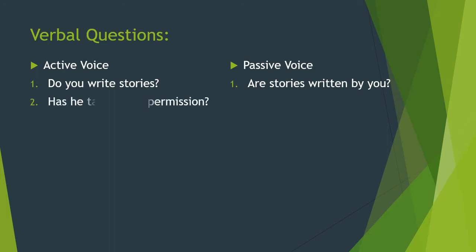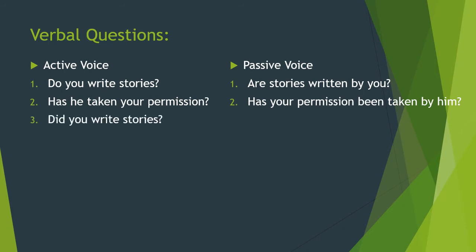Now, the second sentence. Has he taken your permission? Here, the subject is he, your permission is the object and has taken is the verb. Now identify the tense of the verb. It is present perfect tense. Present perfect in passive will change to has been taken. Subject and object you need to exchange. Now according to the structure of the question in passive, the passive voice of the statement will be: has your permission been taken by him?